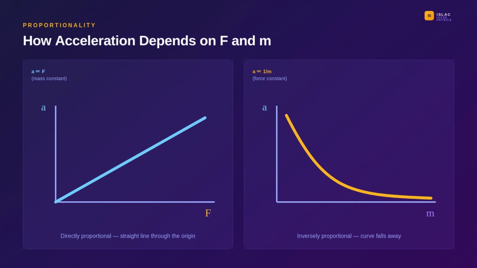On the right, with force kept constant, acceleration is inversely proportional to mass. Double the mass, halve the acceleration, giving a curve that falls away. Directly proportional to force, inversely proportional to mass.